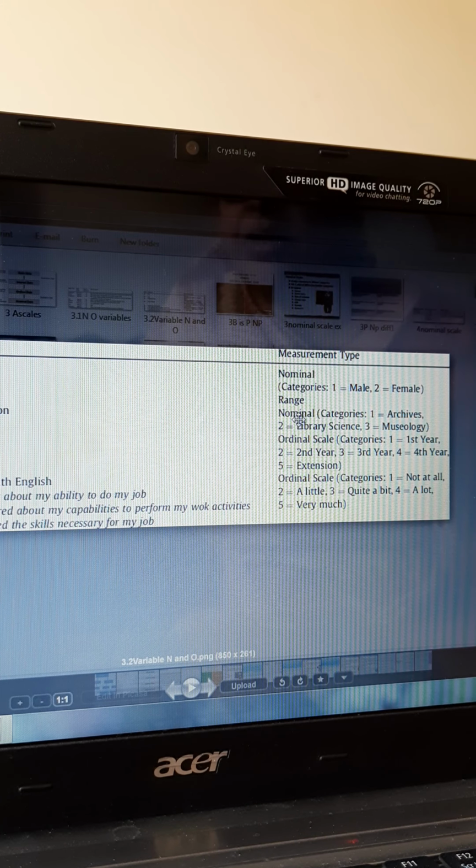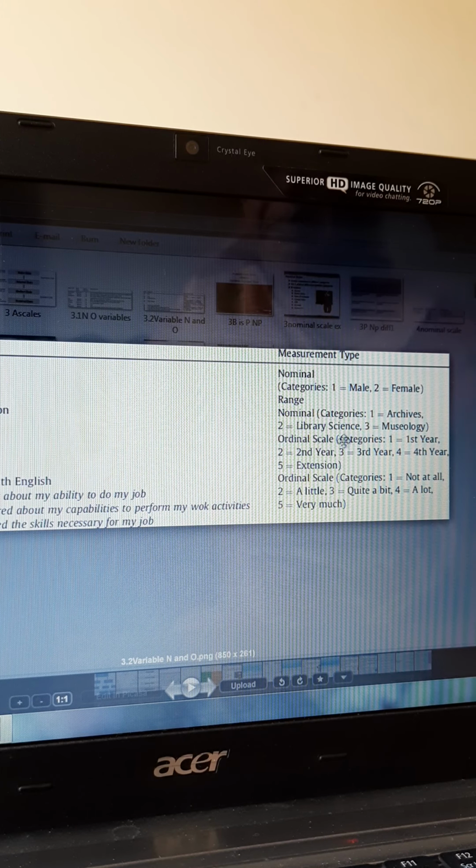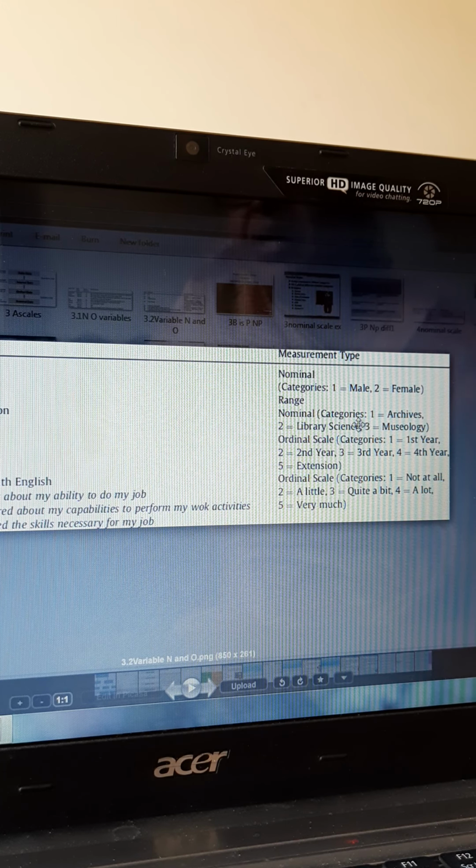Study direction, nominal data. Okay, which department you are in? Library science, museology, like that they have given, MCom, BCom, BSc. So this cannot be continuous, it has to be only discrete. Okay, so nominal data.